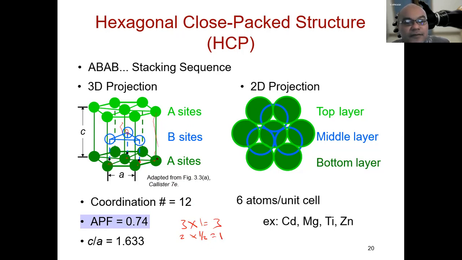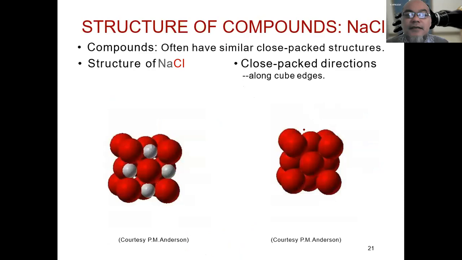And we have this one atom here at the corner, shared by how many unit cells? 6, yeah. So 1, 2, 3, 4, 5, 6. And there are how many? 12 of them. But each of the atoms here is shared by 6 unit cells. So this becomes 2. And in total, we have 3 plus 1 plus 2 is 6. We have 6 atoms per unit cell. Examples of metals that have this HCP crystal structure are cadmium, magnesium, titanium, and zinc.